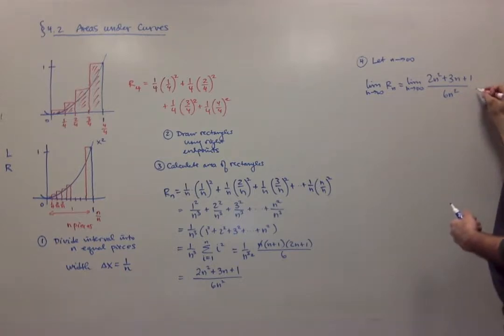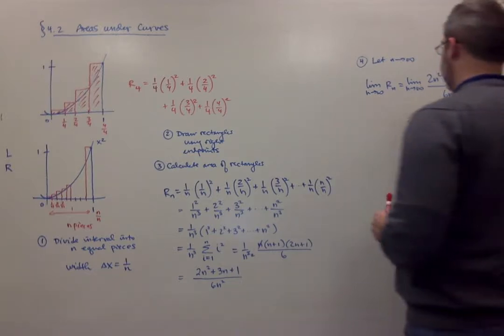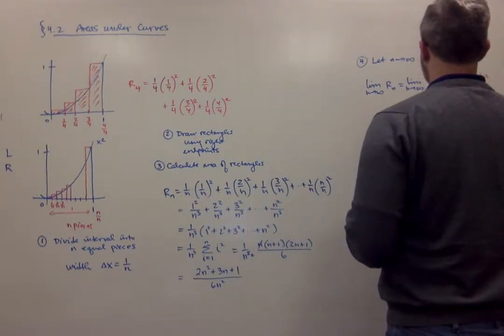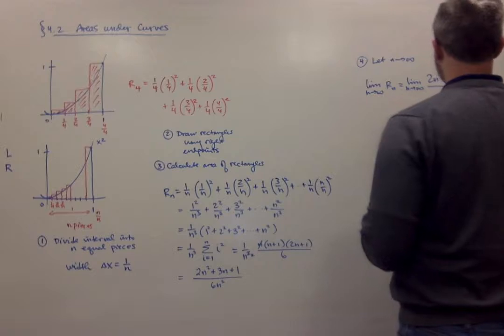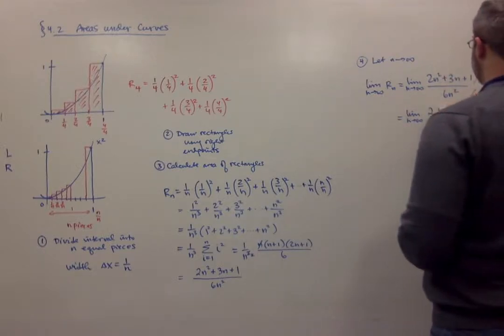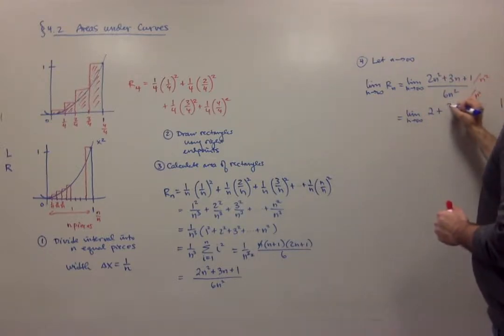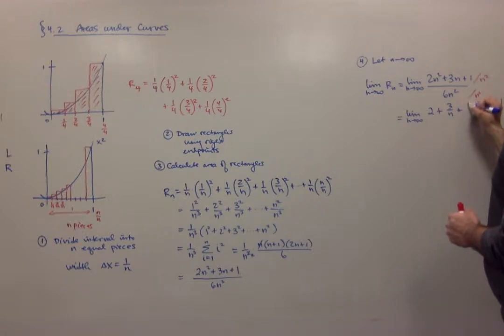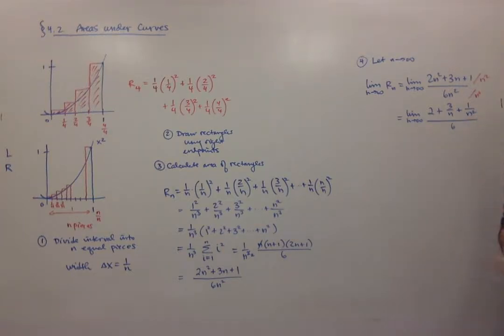If we've got a fraction here, we divide by the highest power of x, or in this case n, on the bottom. So the highest power of n on the bottom is 2, so we're going to divide the top and bottom by n squared. And what we're going to get here is the limit as n goes to infinity of 2n squared over n squared is 2. 3n over n squared is just 3 over n. And 1 over n squared. And then that bottom is just 6.